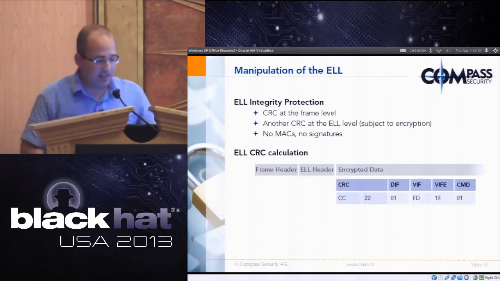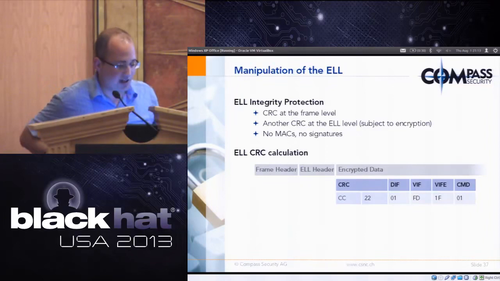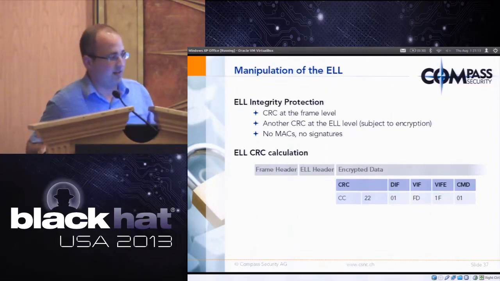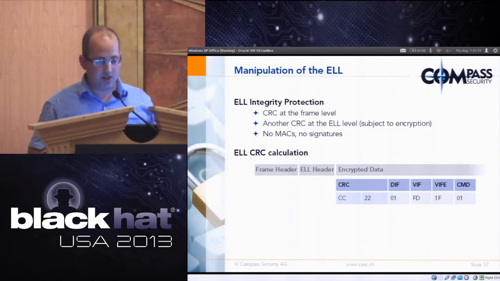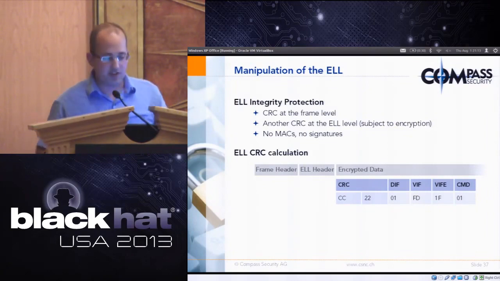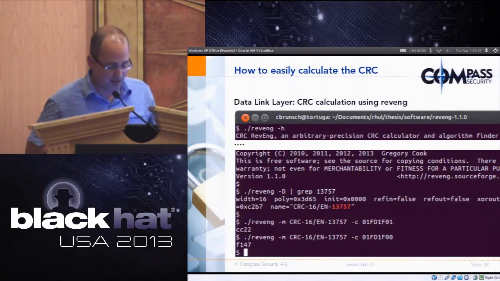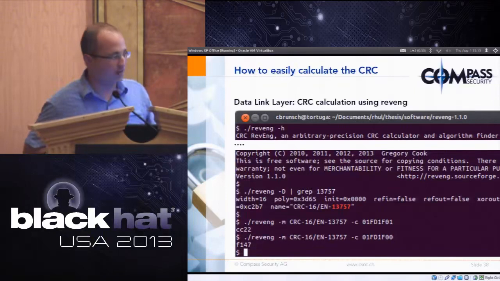Let's have a look at the link layer. The link layer also has no MAC in it. So it's just a cyclic redundancy check, but the cyclic redundancy check is encrypted, so it's hard to manipulate. In that case, it's CRC-16. There's a pretty cool tool, Reveng, never heard of it before, but I stumbled over it, and you're able to calculate the cyclic redundancy check over wireless M-Bus packets, actually.